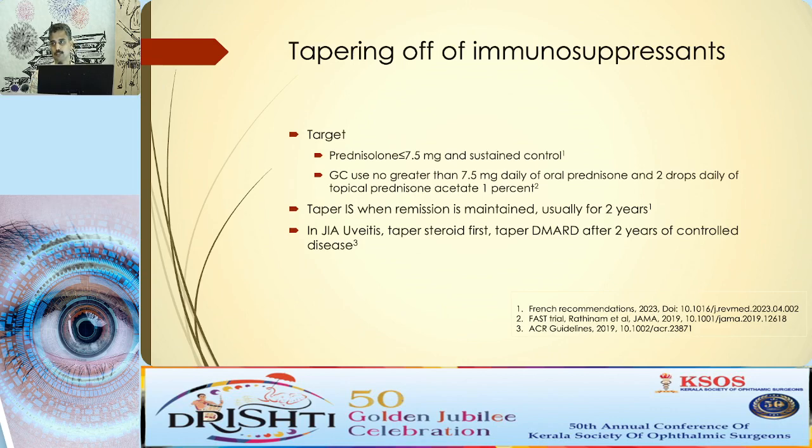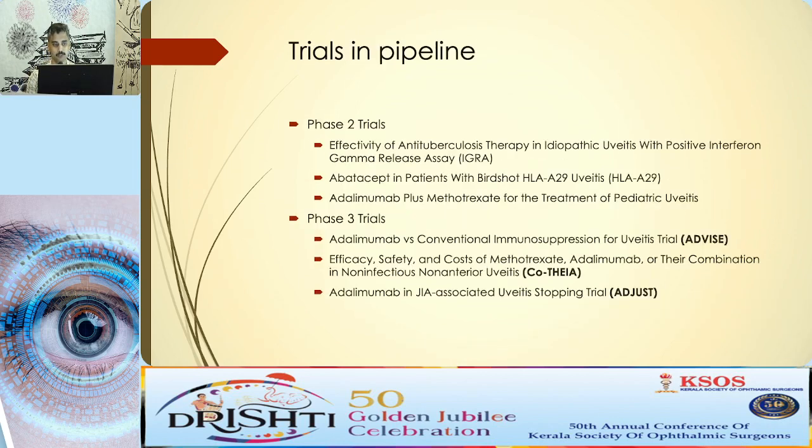It should be done slowly. If you are on 5 mg prednisolone OD, you can taper it to 2.5 alternate day for 1 month, and then 2.5 OD for 1 month, and alternate day 2.5 for the next 1 month, and then taper off and stop. And maybe 2.5 or 5 mg per week reduction of methotrexate should be sufficient. And monitor closely for any relapse in the uveitis.